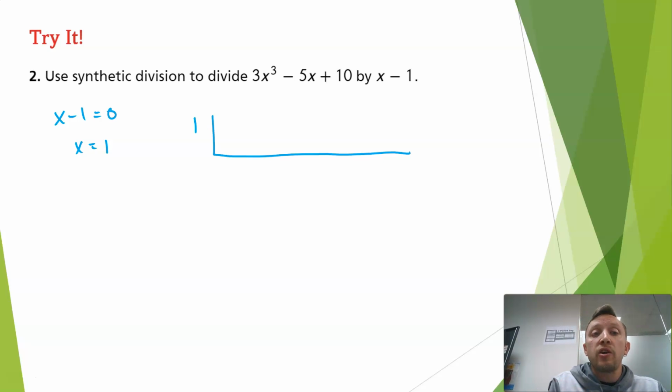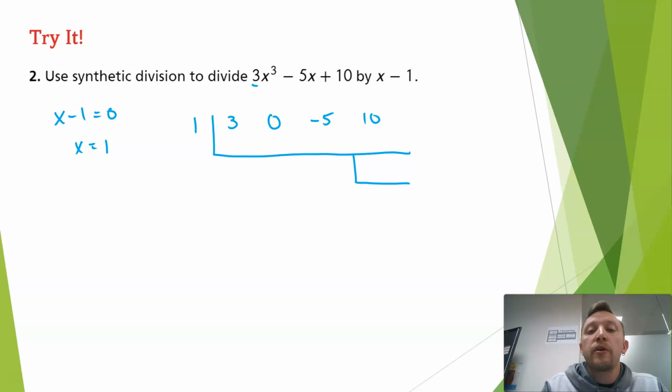And then we're going to put just the coefficients. So the 3, put that here. Don't put that on the bottom, put it up on top. And then we're missing an x squared, so we'd have 0x squared, so I'm going to put a 0 there. And then we have -5x, and we have 10. And down here after the 10, put a little basket to catch our remainder.